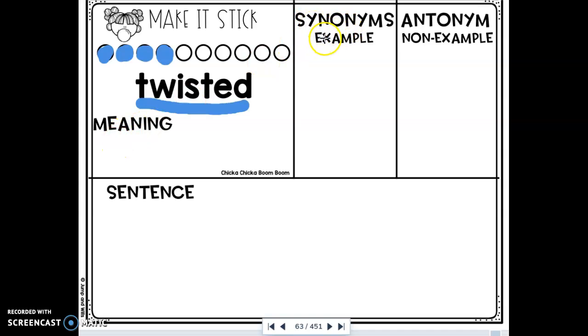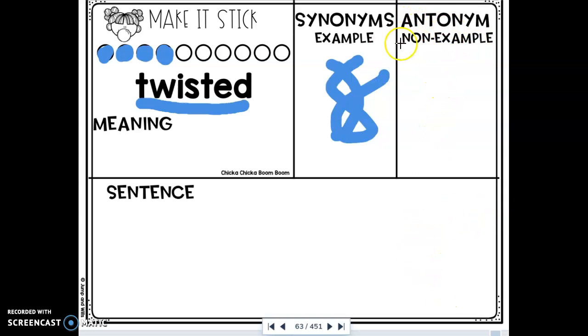Synonyms are words that are the same or things that are the same as twisted. So we're not going to write the words since we're just learning. We're going to just draw a picture. So twisted means that something's all moved out of place. That's an example of twisted.